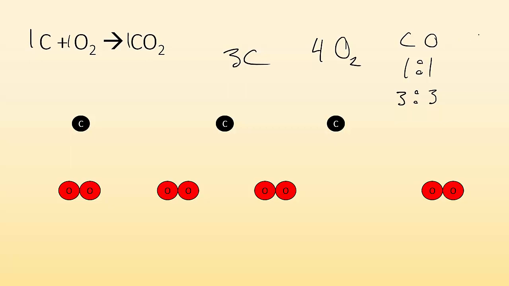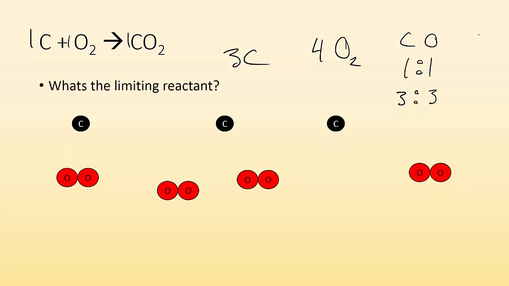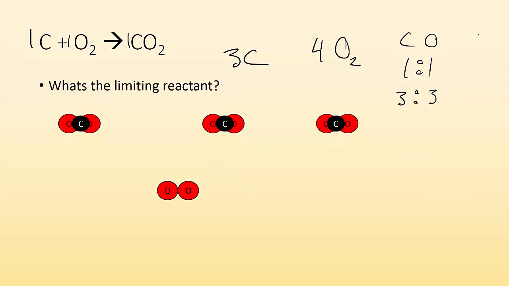Awesome. Let's see what happens, right? Whoa, those 3 carbons each take an O2, and 1 O2 gets left behind. It's left over. So the limiting reactant here, what did we run out of? Carbon. Carbon was our limiting reactant because we ran out of it. We used up all the carbon. We had excess O2. We had extra O2, so the limiting reactant was carbon.